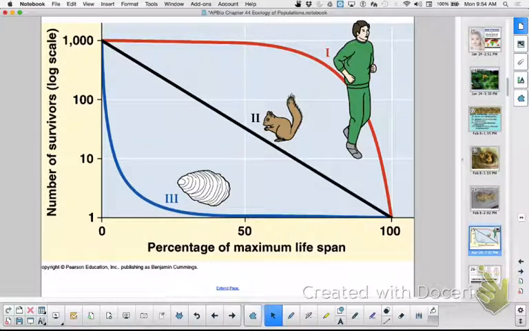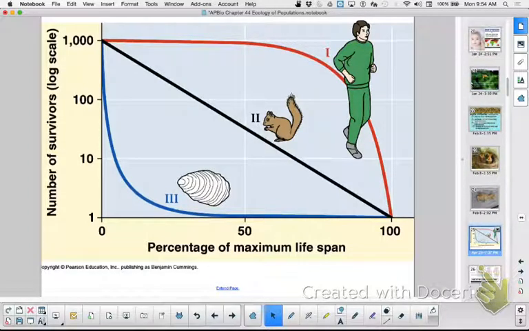It could be oysters. When the baby oysters are released, they have to find something to attach onto. If they miss that with the current, that's it. A seed has to find good soil. If it doesn't find it, then it's dead. So that would be type 3. And then type 2 falls in the middle. These are usually prey. Some predators are eating them, and they don't care if they're eating them young or old. They get picked off at any time.